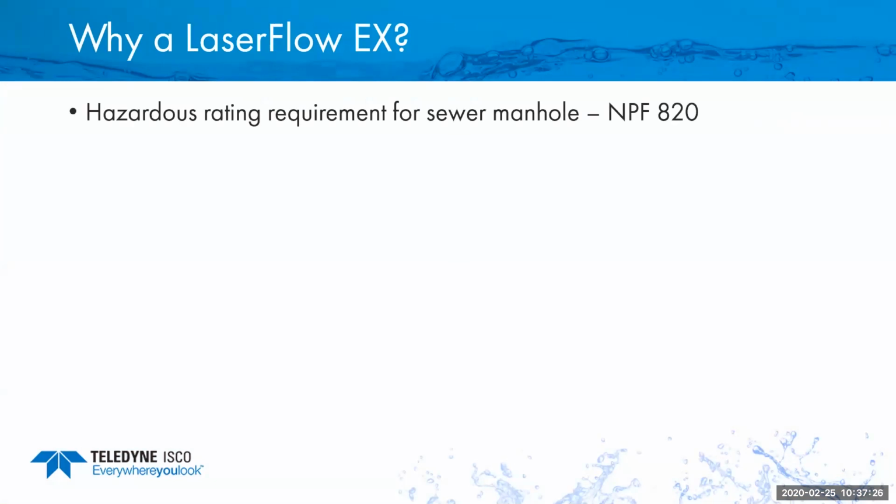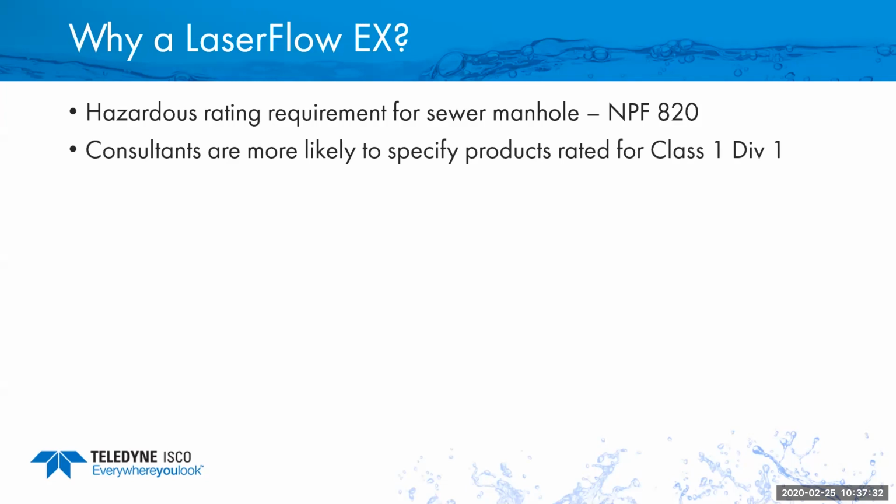Hazardous rating. So every sewer technically is rated NFPA 820, and that means it's a hazardous location. They are technically rated Class 1 Division 1. So as the newer generation comes along, we have consultants that are typically going to specify Class 1 Div 1 because they want to be safe. In Europe, they do an ATEX Category 1G Zone 0, so that's international standard. We have both of those.